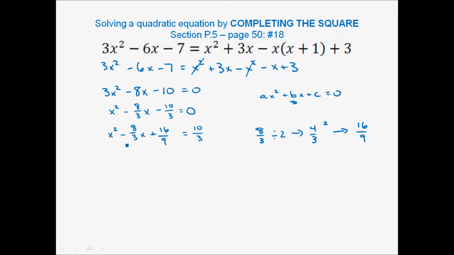Alright, now one thing that we have to be careful about, a big place where there are errors in completing the square: we just changed our equation, right? We added a value to the left-hand side, but not to the right-hand side. So we need to even it up. We need to add it to both sides.